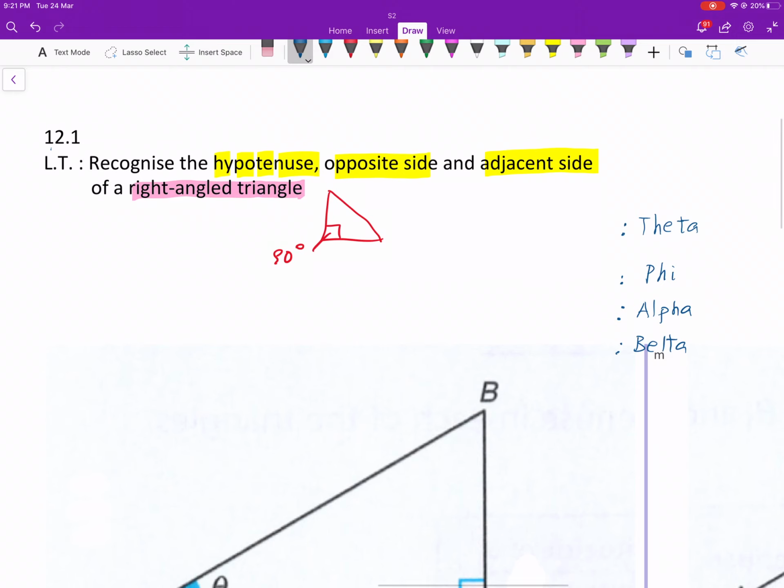And there are a few symbols we commonly use to label the angle: theta, phi, alpha, and beta. We will use these symbols to label the angle, and in this chapter we will use theta to label an angle.